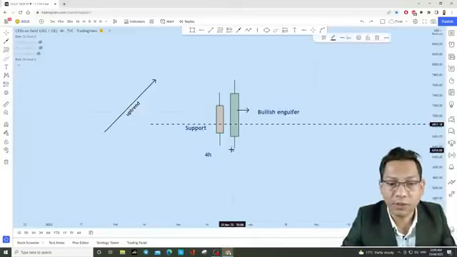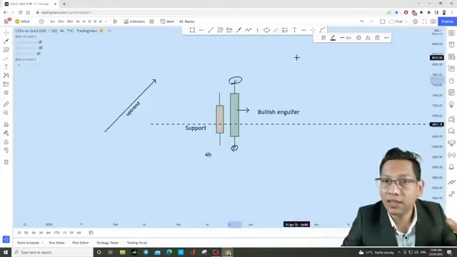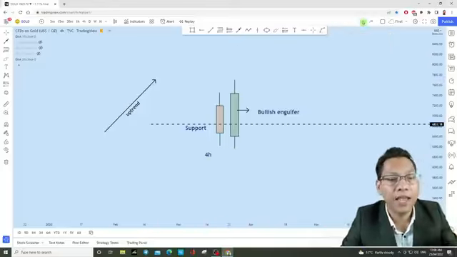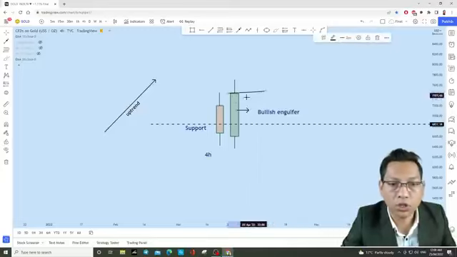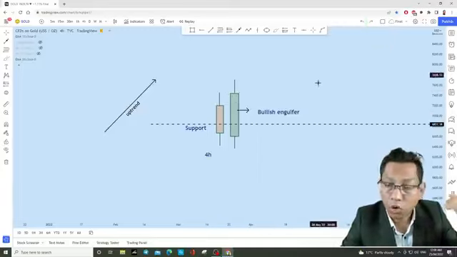We need to see the candle cross the previous high completely, and the closing also needs to be complete. So cross completely.